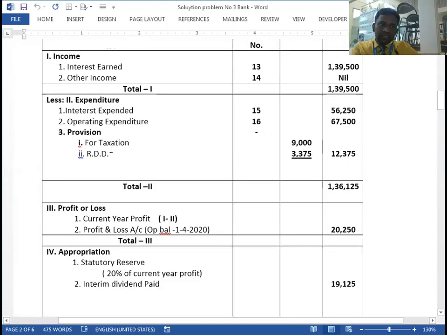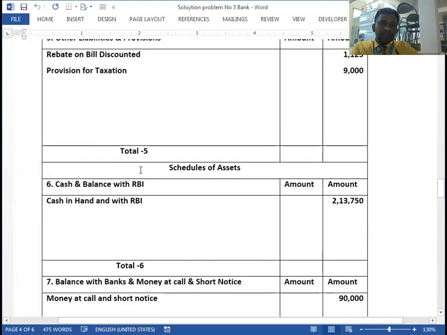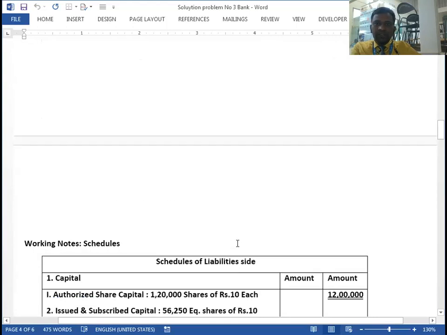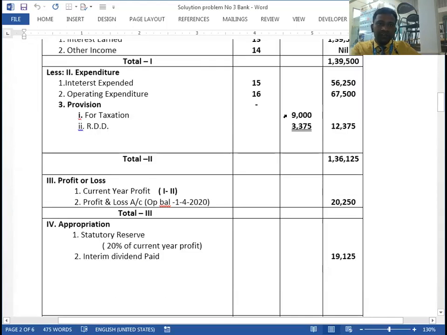Okay, it is also transferred. There are two effects of provision for taxation. Effect number 1, it is transferred to schedule number 5, that is other liabilities and provision for taxation. The second effect, it is transferred into the profit and loss account under the heading expenditure. Okay, this is the provision.